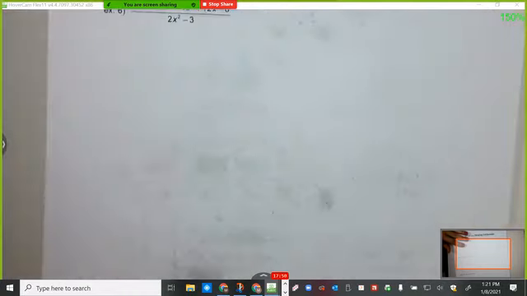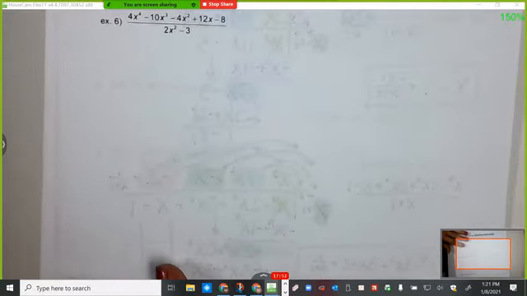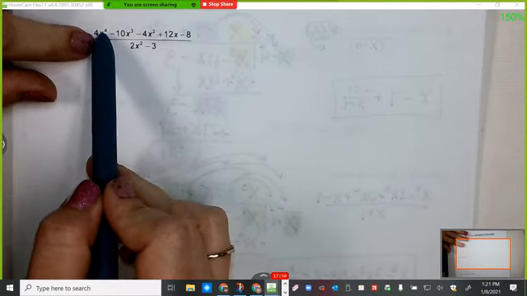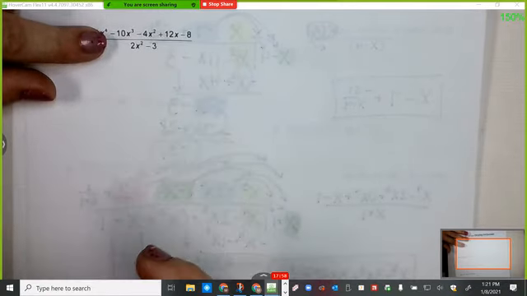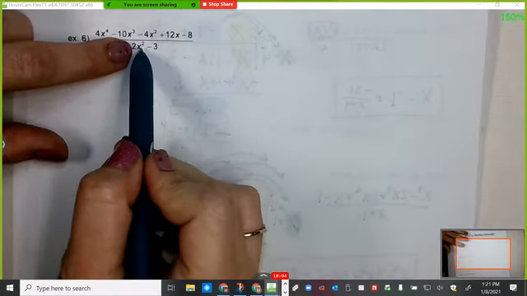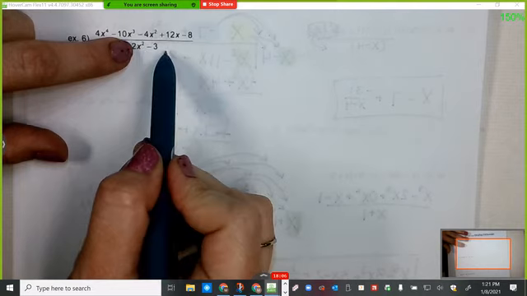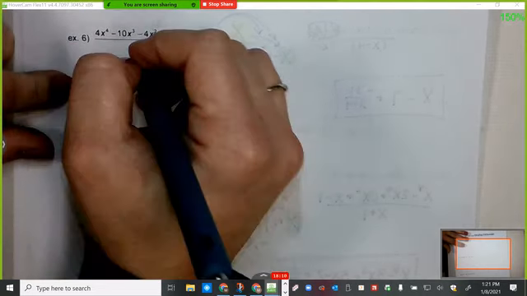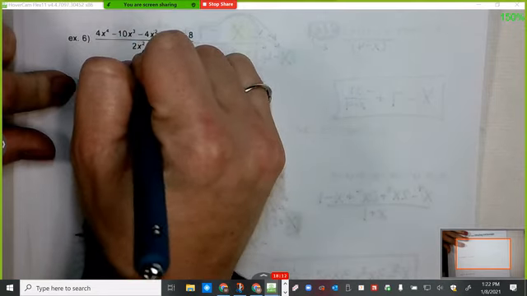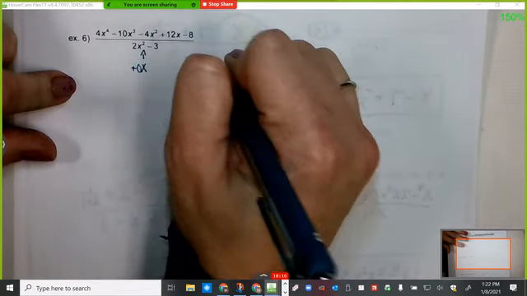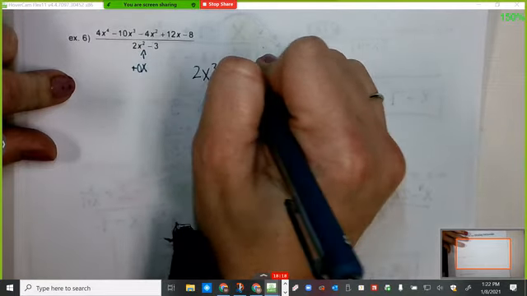Well, I do want to look at number 6, because there is something different about this one. So if you look at the top, we have 4, 3, 2, 1, 0. We're not missing anything. But what happens on the bottom? There's a 2, and there's no 1, and there's a 0. Okay, so again, we need a placeholder. So you're going to add a plus 0x in there. So you get 2x squared plus 0x minus 3.